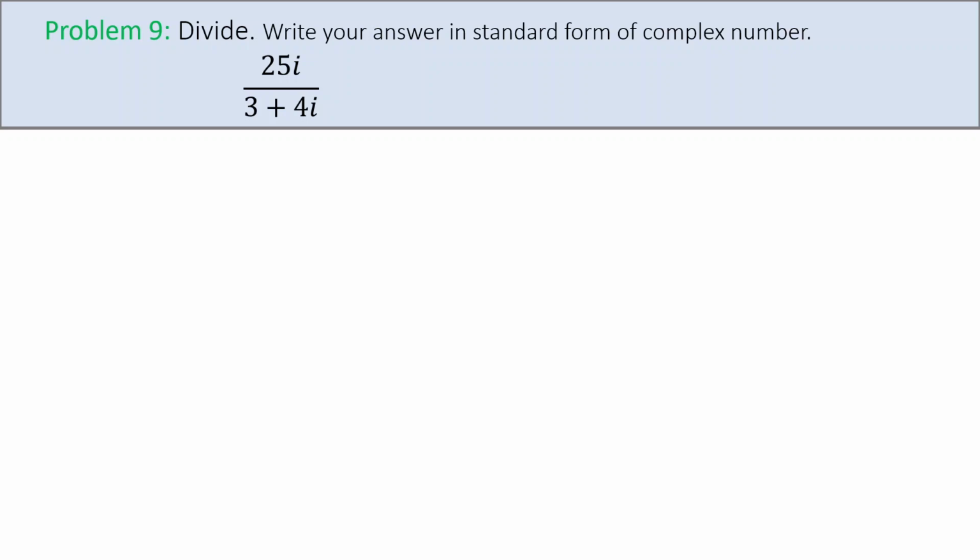Now we are going to do this problem. You need to divide this by this complex number. To divide, first write this equal to this divided by this. Now take the denominator, take this complex number and find the complex conjugate. You change the sign. 3 minus 4i. This is the complex conjugate of this complex number.